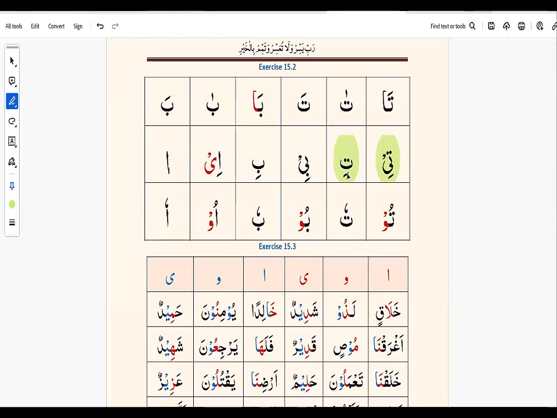Now, can you read this letter for me? D. Well done. So the difference between this should be just 1 second, no more than that. And there should be no jerk as well. So this is read D. D. Well done. And this one? B. Well done, mashallah.